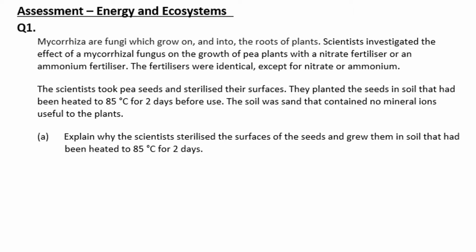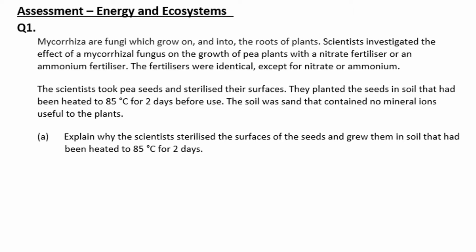So if we have a look at question 1, the mycorrhizae are fungi which grow on and into the roots of plants. We know that scientists investigated the effects of these particular fungi on the growth of pea plants with a nitrate fertilizer or an ammonium fertilizer. We have seen a similar question on mycorrhiza in the booklet, so it's something that the examiner does ask about quite often. They said the fertilizers were identical except that they contained either nitrates or ammonium ions.